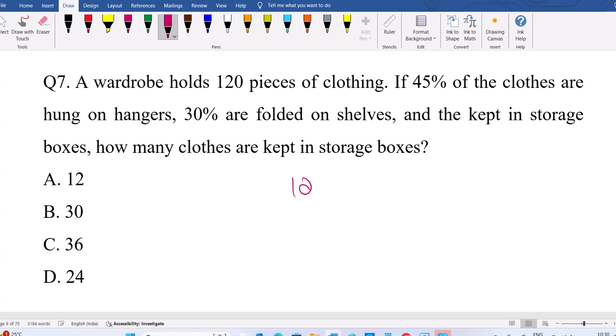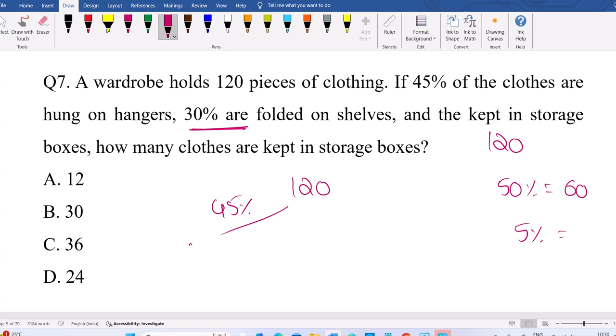Read the question carefully. They have not said remaining here. 30% are folded, not 30% of the remaining. It is only 30%. Out of 120, what is 45% of that? Guys, 120, 50% is how much? 60. 5% is 6. 50% is 60, 5% is 6. 50 minus 5 is 45%, which is 54.